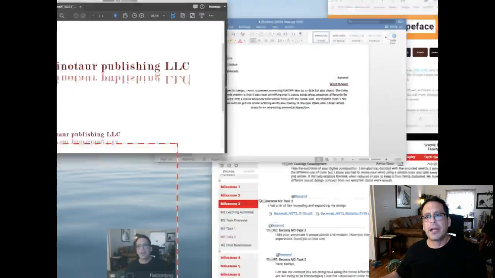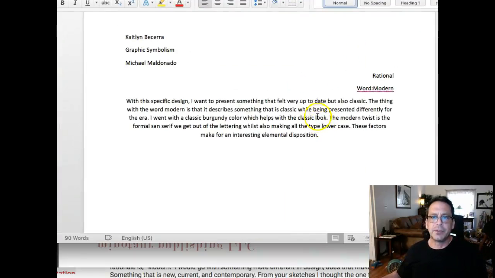Okay, another thing I want to mention, and this is why I'm so glad that you left your written rationale. So important to leave written rationale. I want to preserve something that felt up to date but very classic. So you use the word modern, and you're saying you want to be up to date but classic. You say the word modern describes something that is classic while being presented differently for the era. I went with a classic burgundy color. Okay, I don't want to talk about color right now. Modern twist is the formal sans serif. So you're saying you're using a formal sans serif, but the word is modern.